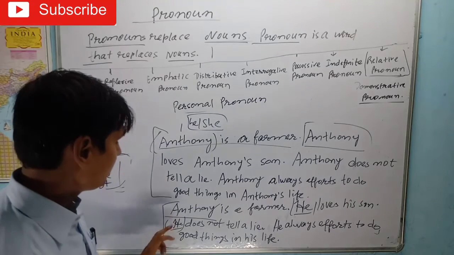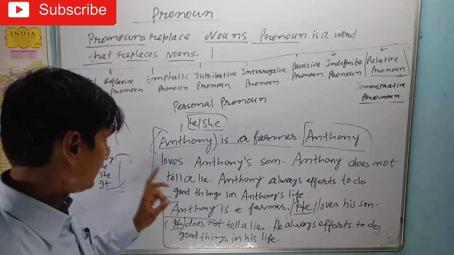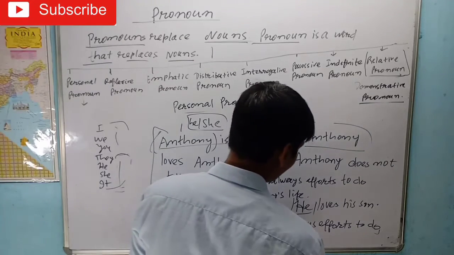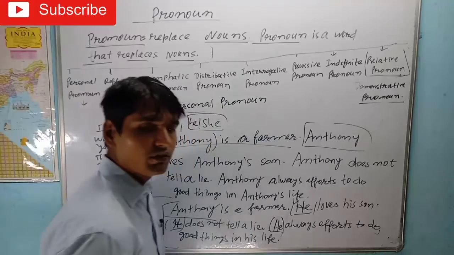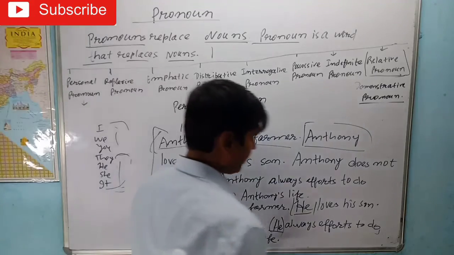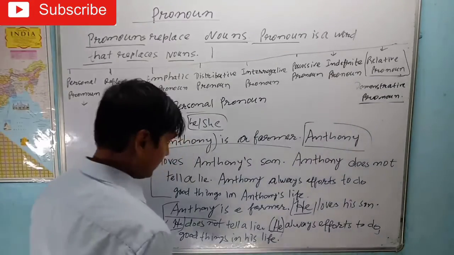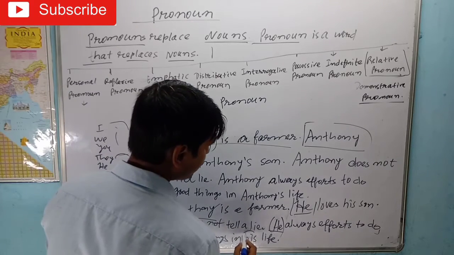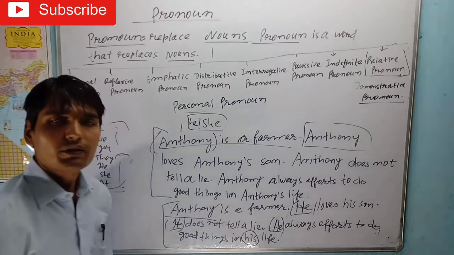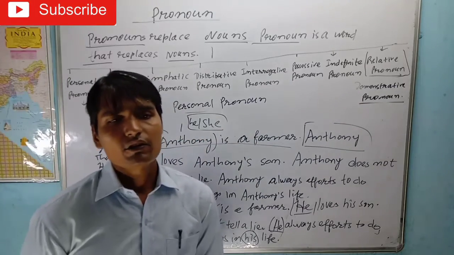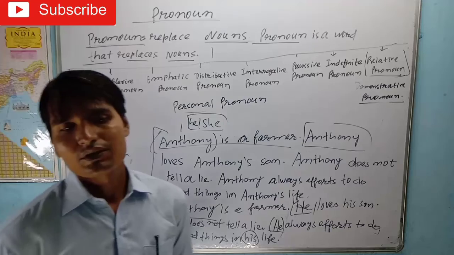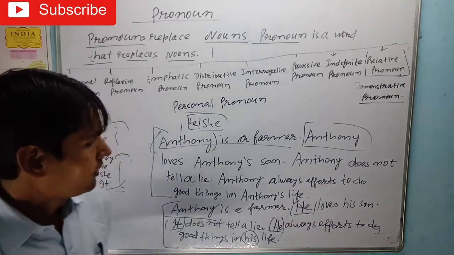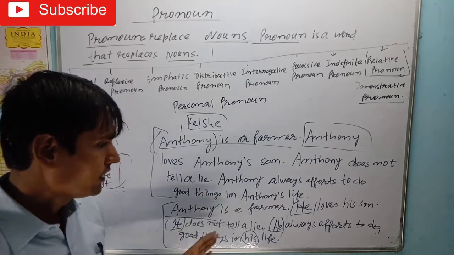Okay. And here Anthony has been replaced by he. Again, he has been used as a masculine gender. Again, here it is written good things in his life. His is here what kind of pronoun? It is the possessive pronoun. It is also called a possessive adjective or possessive pronoun, but it depends upon the difference between the two to find it out. So you can see that in place of he, his has been used here.